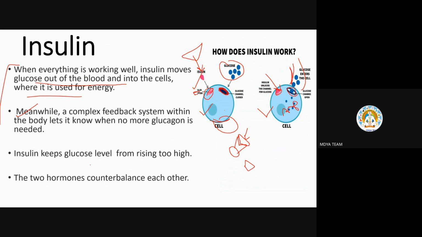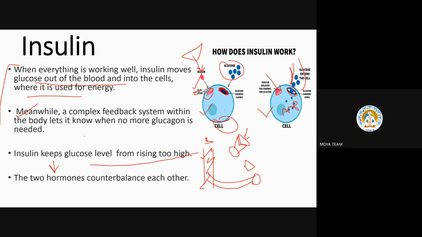Insulin keeps the glucose level from rising too high. This line means insulin helps to decrease the blood glucose level in the bloodstream. If so much glucose is there in the bloodstream, insulin will take it to the cells, and definitely the level of glucose will be normalized or balanced in the blood vessels. If there is too much glucose in the bloodstream, insulin will help to decrease that.